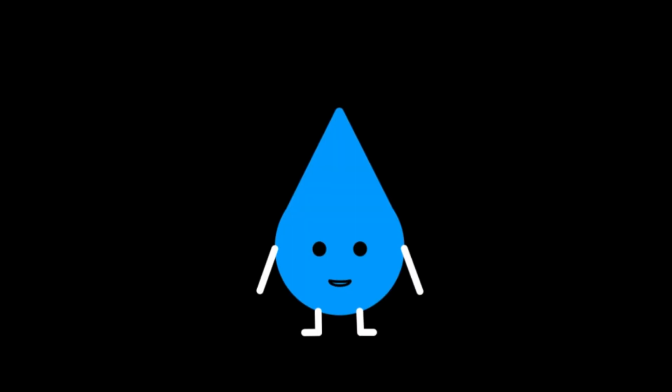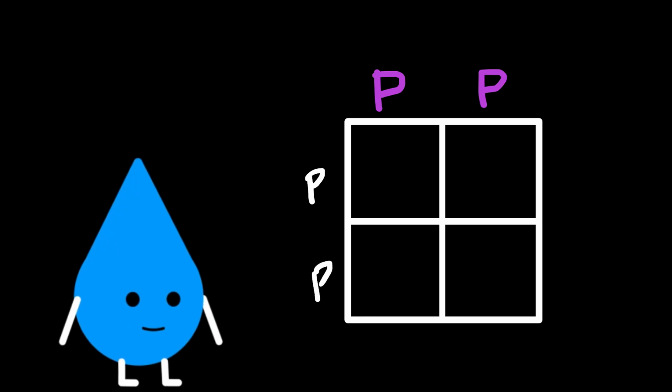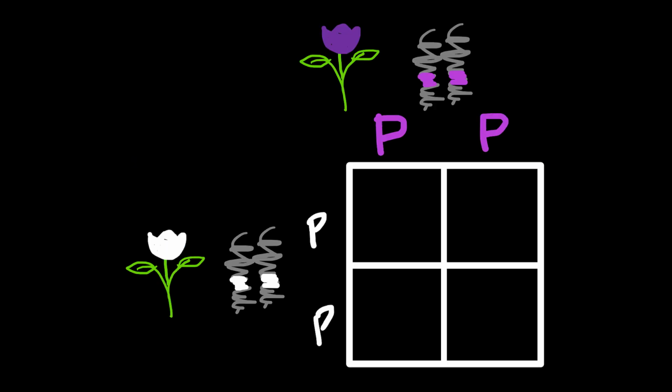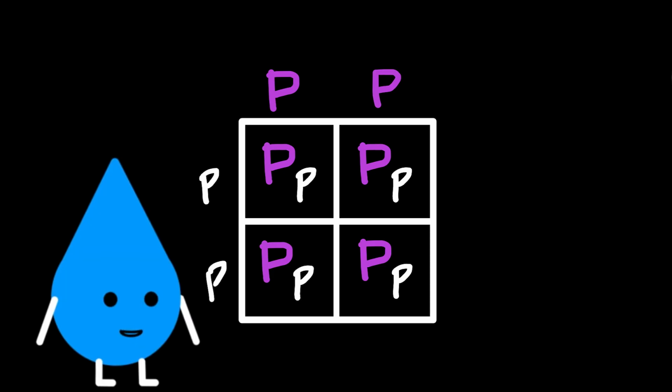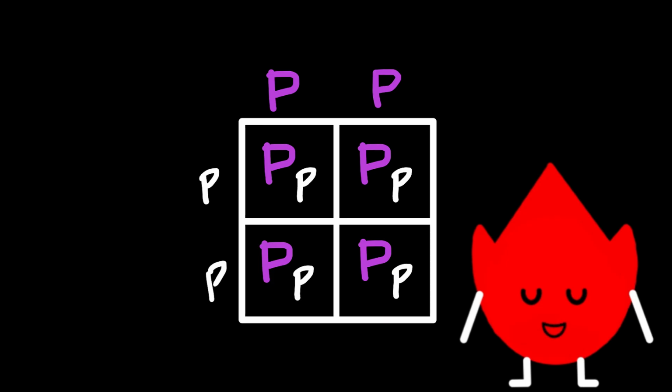Let's visualize the example in this diagram, which is called a Punnett square. One plant has 2 alleles for purple flowers and one has 2 for white flowers. Let's write capital P for purple flowers allele and lowercase p for white flowers allele. Here are the possible allele combinations that offspring can take. What do you notice? All the offspring have a white flower and a purple flower allele.